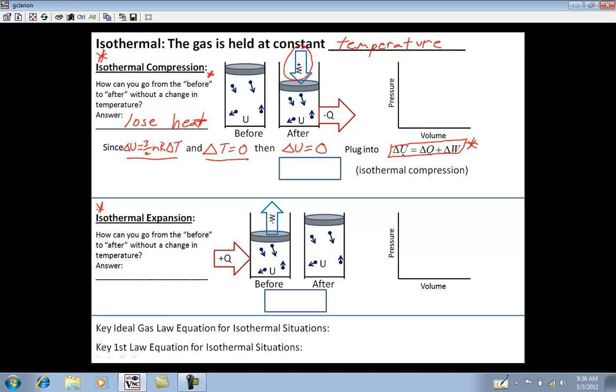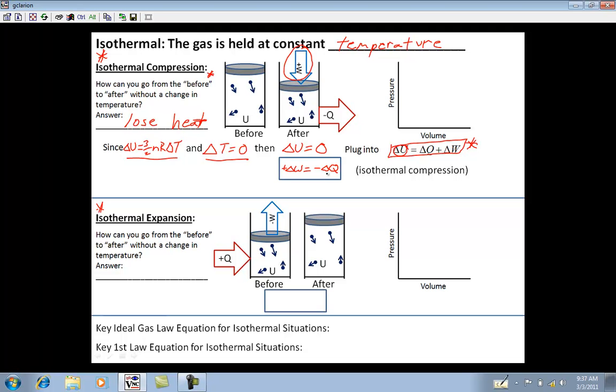Okay, delta U becomes what? No, it doesn't break it. Delta U becomes, this part becomes 0. Good. This version goes like this. It becomes negative delta W. Negative delta W is equal to, positive delta W is equal to a negative delta Q.